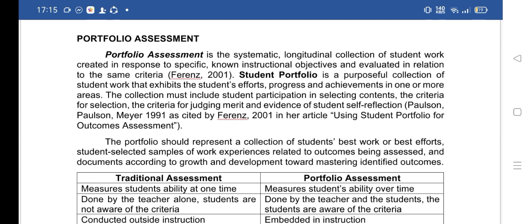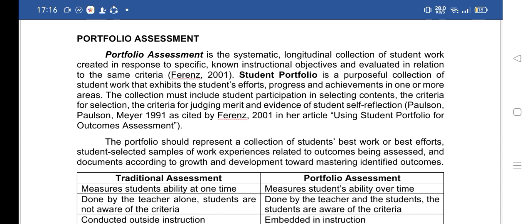Portfolio assessment is the systematic longitudinal collection of student work created in response to specific known instructional objectives and evaluated in relation to the same criteria. So in this assessment, the students are asked to make a portfolio, for example, a scrapbook of information and examples, which I think you have already tried making.